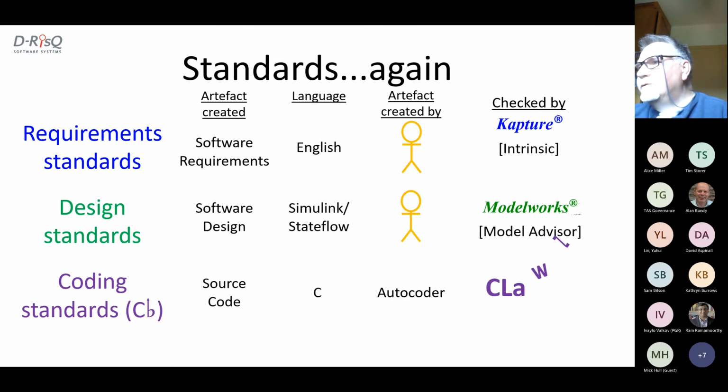Source code C, autocoder, so there's no human being involved there, and we use the Clause tool and the compliance tool to check that the code generated is in this predictable subset.